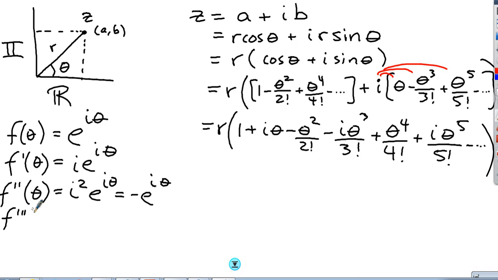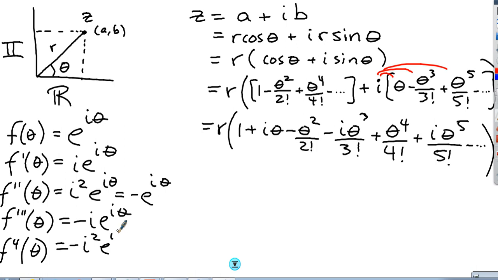Third derivative, now it's minus i e to the i theta. And then the fourth derivative, you get minus i squared e to the i theta, that is, you get a -1 times -1, and you get +1. So you get e to the i theta. So just like sine, it repeats after the fourth derivative. So it takes 4 derivatives to do that, but it finally repeats itself.